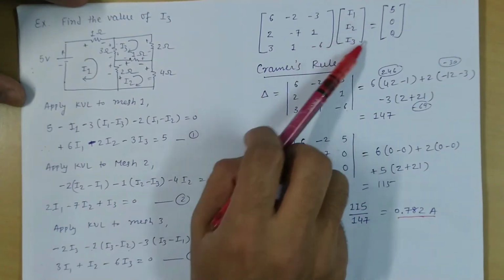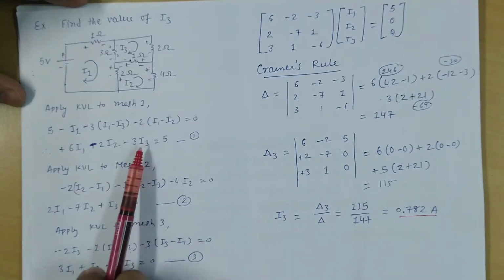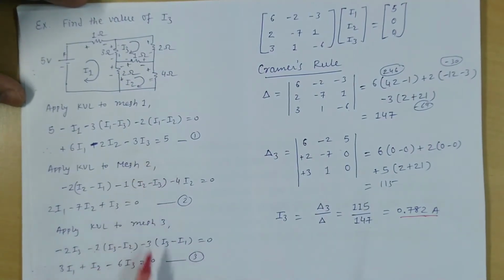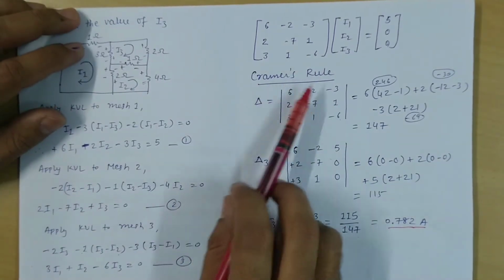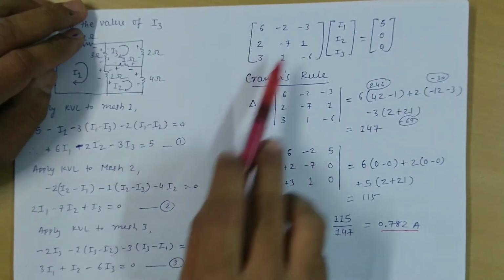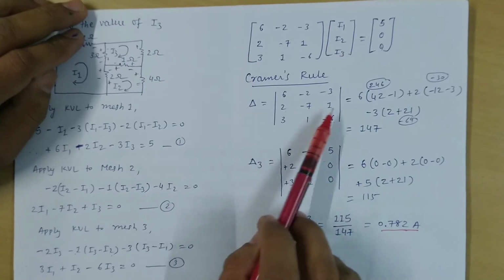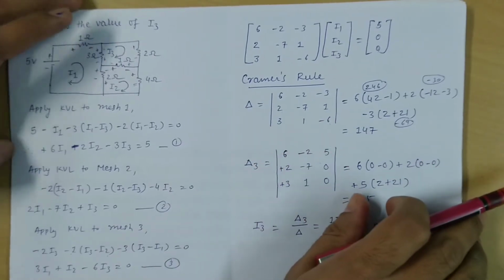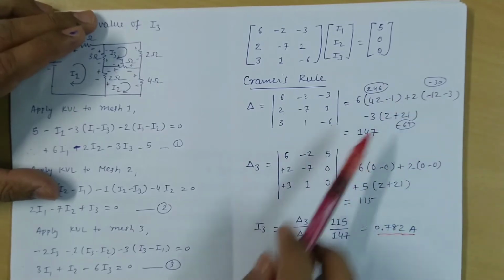In the multiplication, we have I1, I2, and I3 is equal to 5, 0, 0. Right side of the equal to here is 5, 0, 0, so we will put it here. We will solve this using Cramer's rule. According to Cramer's rule, we will formulate delta. Delta is equal to the matrix of this. So we have this matrix: 6, minus 2, minus 3, 2, minus 7, 1, 3, 1 and minus 6. If we solve this matrix, we get the value 147.